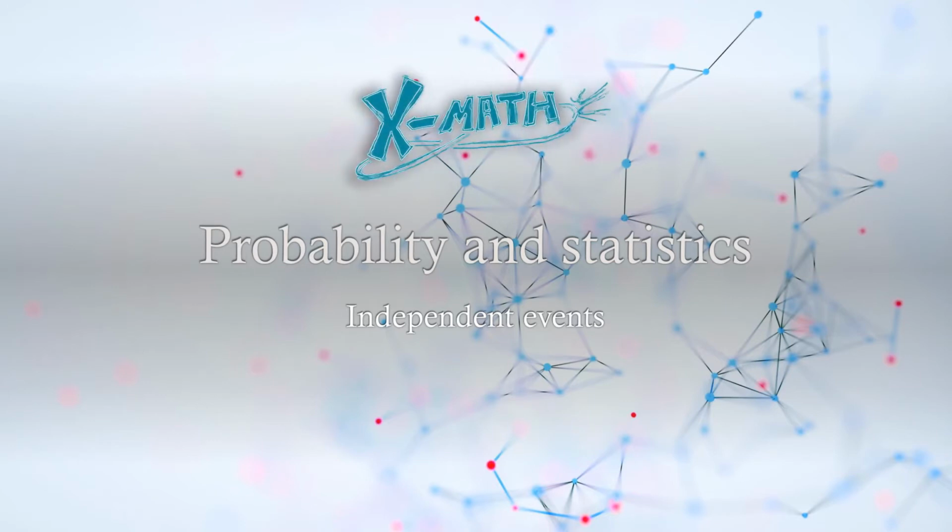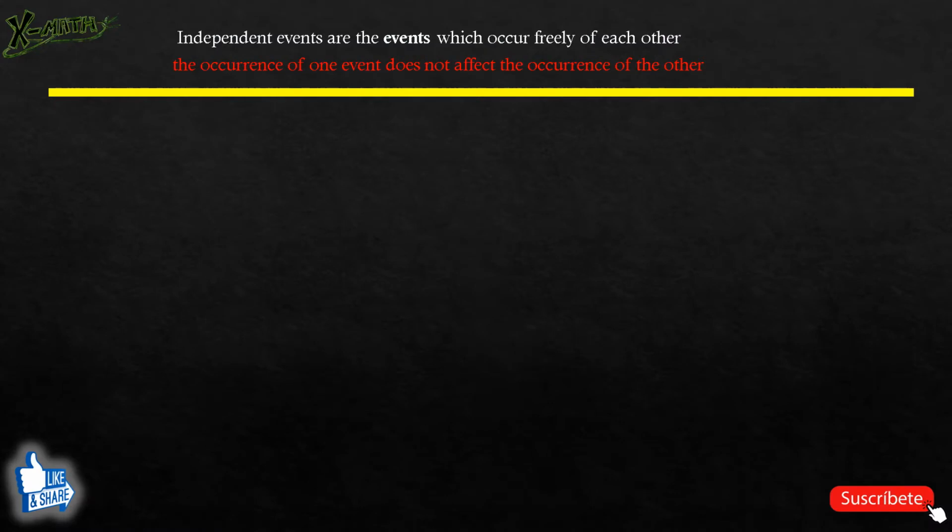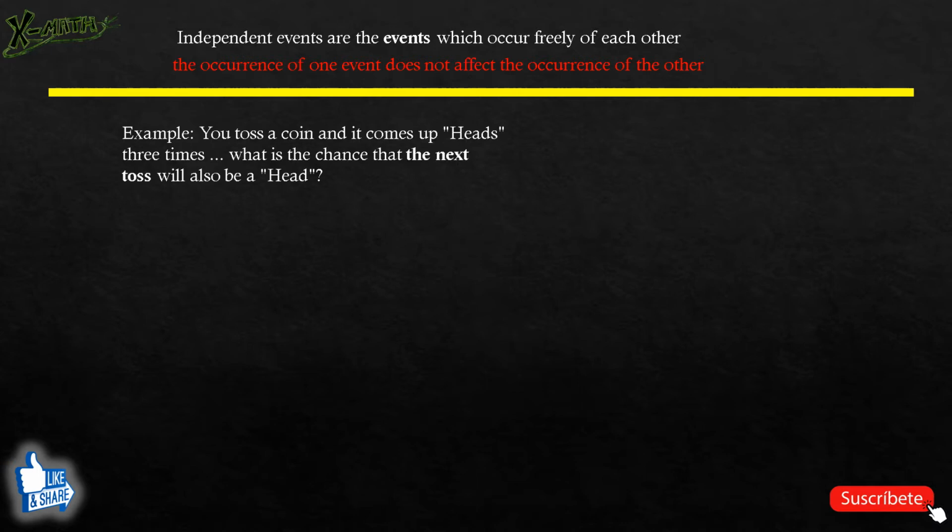Today we're gonna cover the independent events subtopic. Independent events are the events which occur freely of each other, which means that the occurrence of one event does not affect the occurrence of the other. Like for example, let's suppose that we're gonna toss a coin and it comes up heads 3 times. Then, what is the chance that the next toss will also be head? Well, for this one, we just have 2 possibilities, either tail or head. So the probability for us is 1 out of 2.